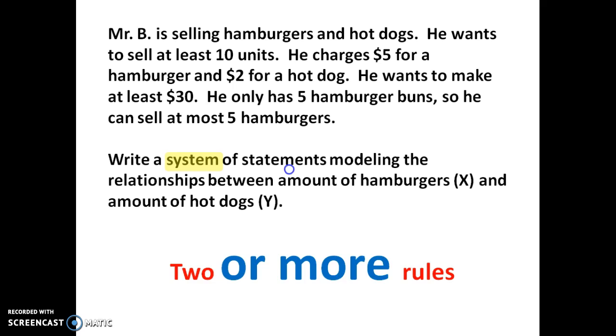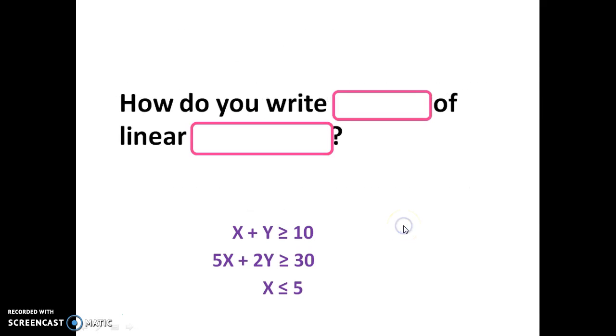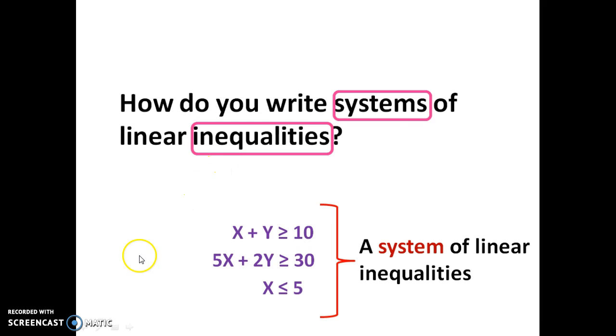So we have 2 or more. This time we had 3 rules, and the rules that we have are x plus y is greater than or equal to 10, 5x plus 2y is greater than or equal to 30, and x is less than or equal to 5. So what we're talking about here is how do we write systems of linear inequalities? So this is our system of linear inequalities. It has two or more inequalities.